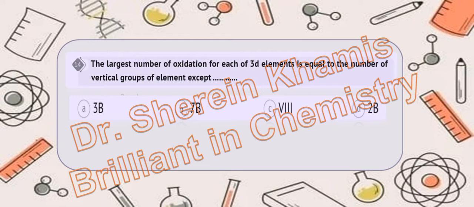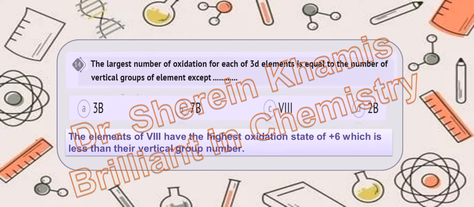I think it's a very important question and repeated many times. The elements of VIII have a highest oxidation state of +6, which is less than their vertical group number. Its vertical group number here is 8, but its maximum oxidation state is +6. So the right answer will be letter C.